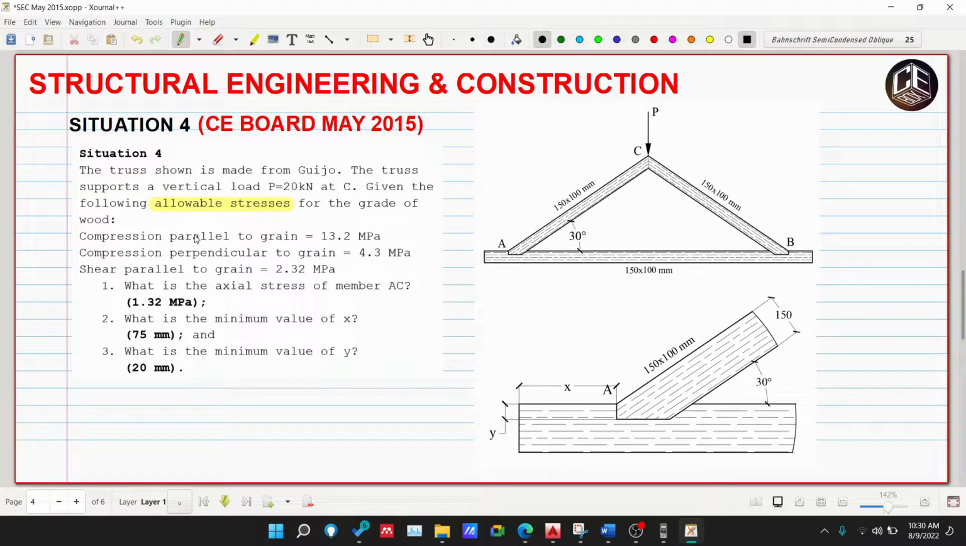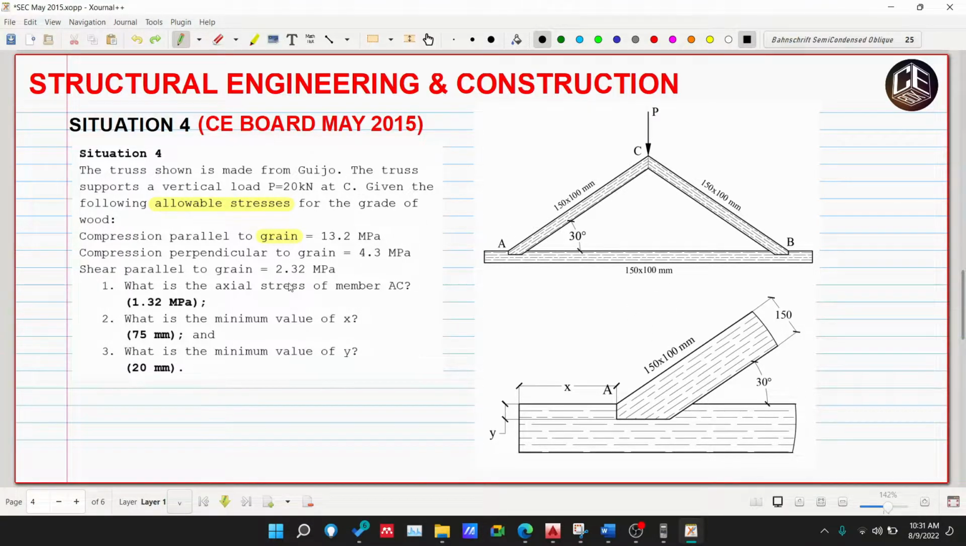Linawin lang namin, kapag sinabi kasing grain, yung wood grain, ito yung direction ng natural niya. So yung mga guhit-guhit sa wood, yun yung tinatawag natin na wood grain. So sabi rito, yung compression parallel to the grain, kunwari ito yung grain natin, yung compression stress niya na parallel lamang dito sa ating grain, ang allowable stress na yon is 13.2. Yun namang compression stress na perpendicular sa grain natin, naka 90 degrees sa ating grain, that is 4.3 megapascal. And the shear stress parallel to the grain is 2.32 megapascal.